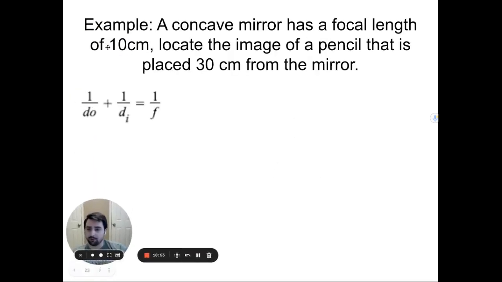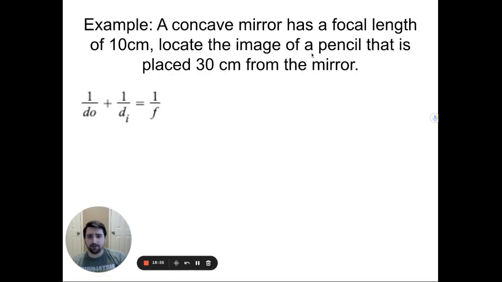So let's do an example real quick. I've got a concave mirror that has a focal length of 10 centimeters. Locate the image of a pencil that is placed 30 centimeters from the mirror. So what we're looking for here is the distance of the image. We have the distance of the object, and we have the focal length.